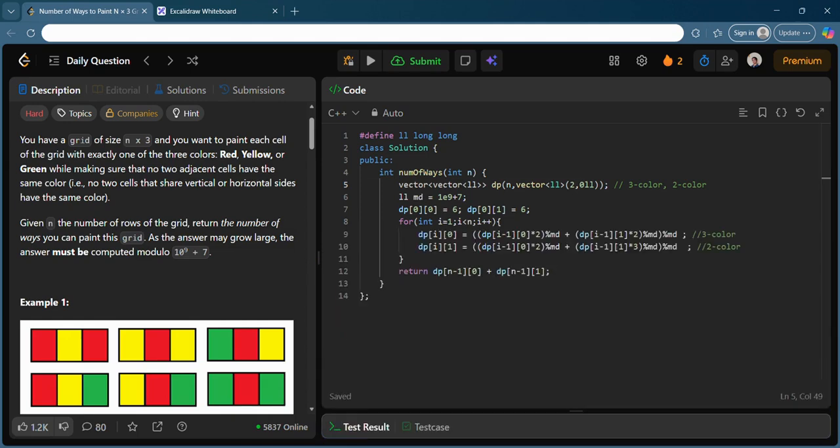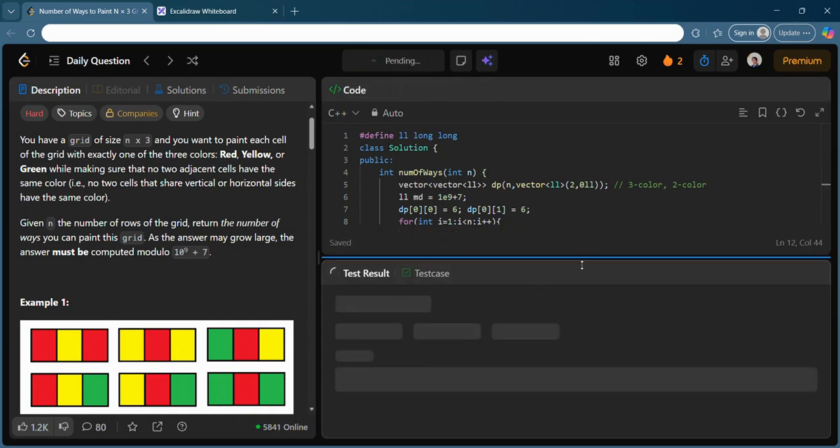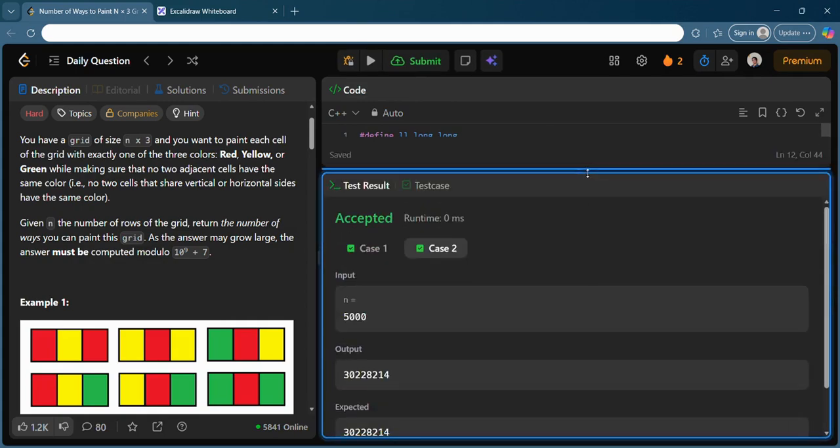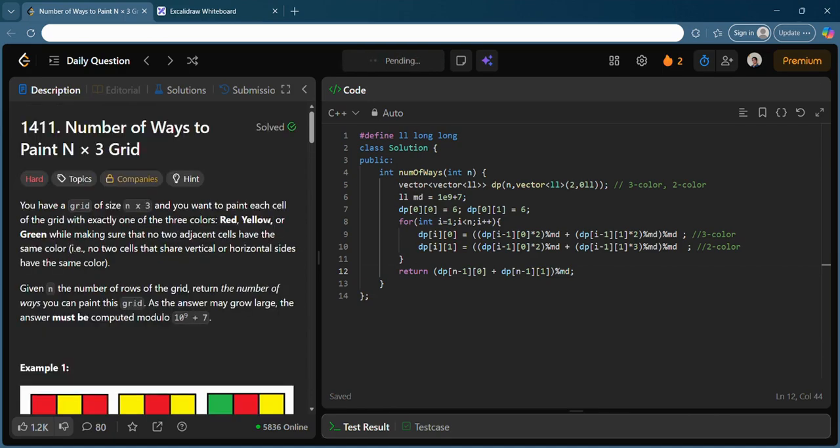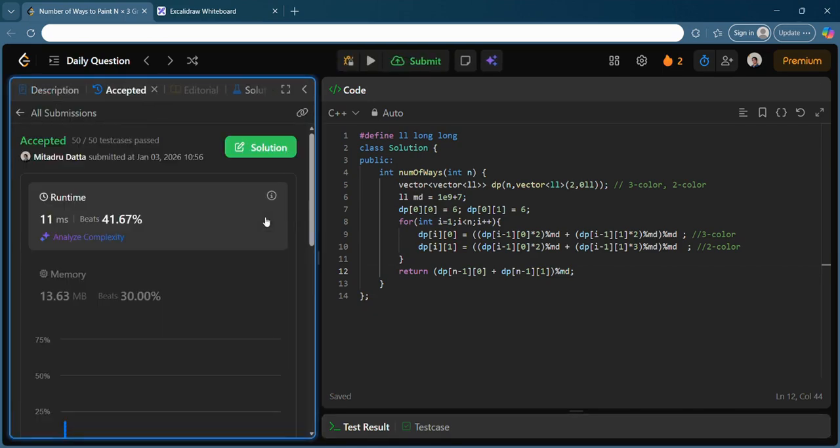Yes, we are getting a wrong answer over here because we are just adding it here without performing the modulo, which we need to do anyways. So let's see now. Yeah, we do get the accepted thing. If you try to submit, you will still get the accepted thing.